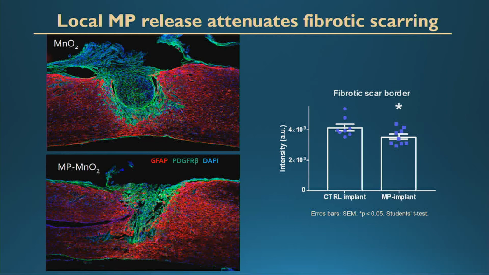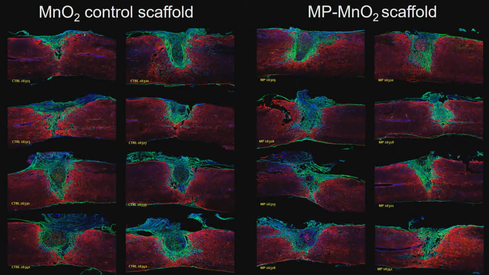And I want to show you this as well. We always expect some variability when we do our animal studies, especially in spinal cord injury. But I thought it was very striking and clear to see that most animals in our control group that had scaffold had this appearance of a lesion with a very defined fibrotic border. And in the methylprednisolone animals, it was totally gone.